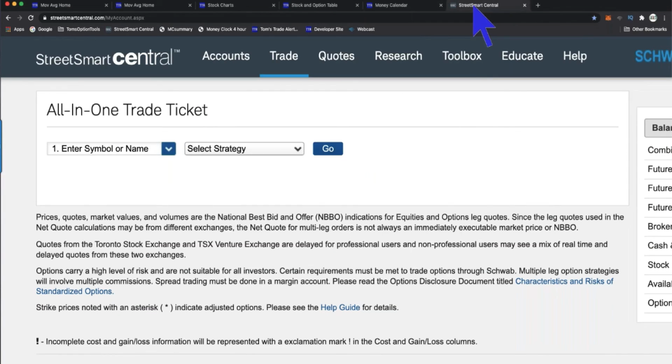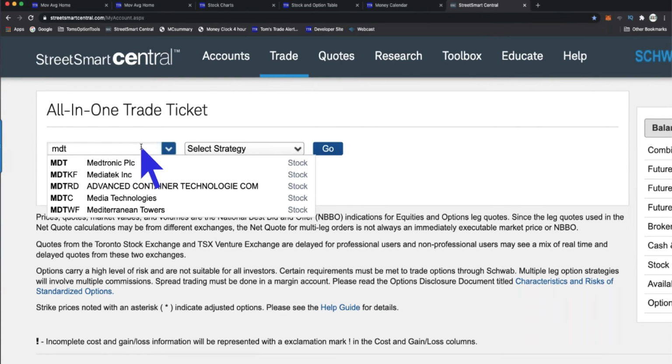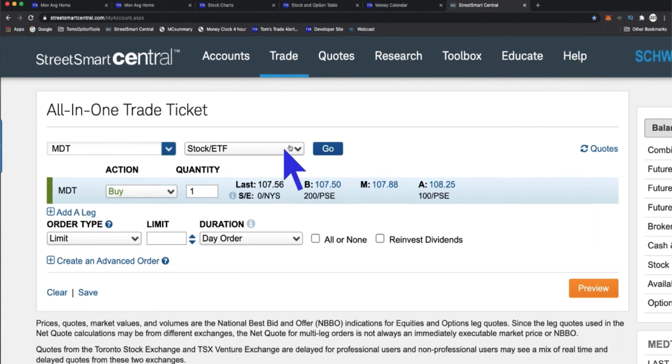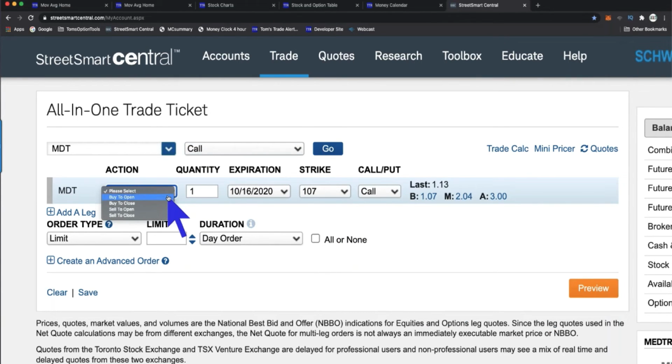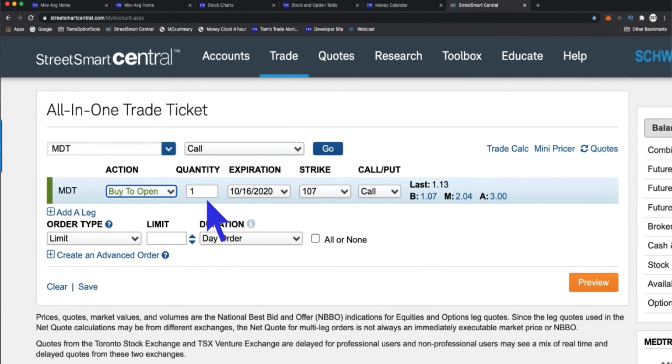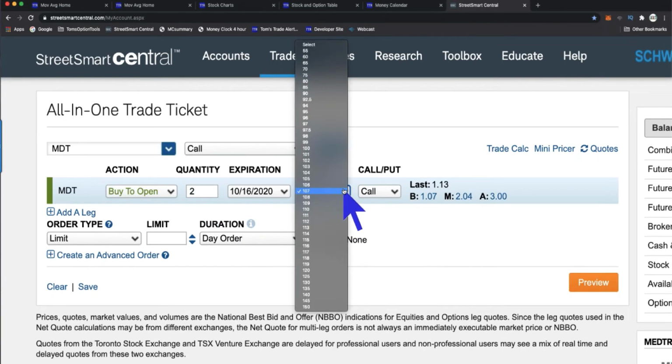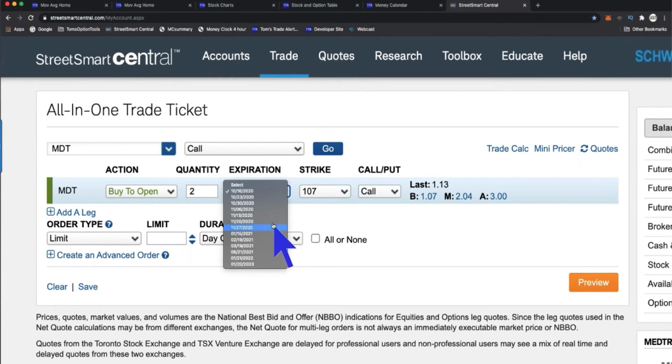So let me go over to Street Smart. This is one of the brokerage firms I use, MDT, and I'll set this trade up, show you how it looks. So I'm going to put in calls, and I'm going to select buy to open. Now I'm going to put a minimum in here of 2. Okay. The 105 calls. Oh, we want to look at 1120.